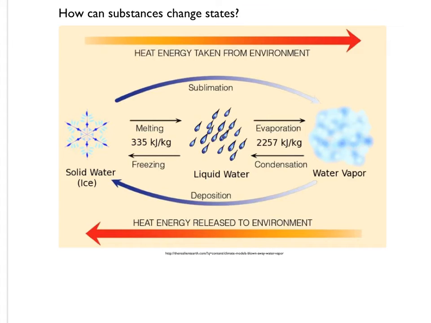So in this video, we're going to talk about change of state. We are familiar with the water cycle. In the water cycle, we have solid water, which is ice. And when you add heat to ice, we get water. And then if you add more heat to water, you get vapor.